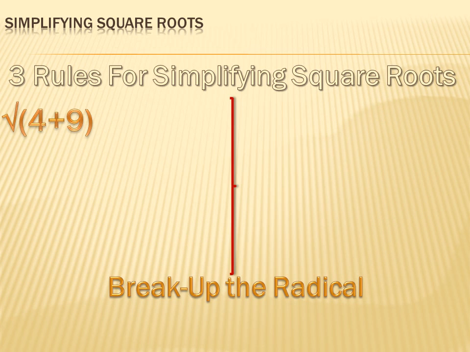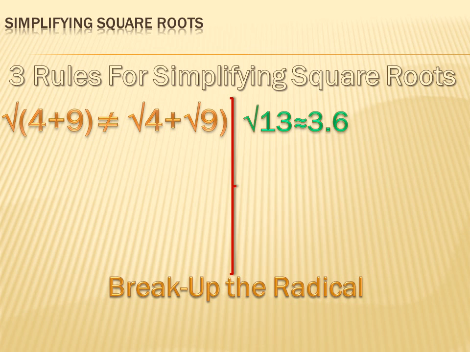Now, this doesn't work with addition and subtraction. If I had the square root of 4 plus 9, I could not say that that was equal to the square root of 4 plus the square root of 9. Wouldn't work out number-wise either. If I had the square root of 13, that equals about 3.6. So if I combine those 4 and 9 first, get the square root of 13, it equals 3.6. But if I break it up, square root of 4 is 2, square root of 9 is 3, 2 plus 3 equals 5, so it didn't work.